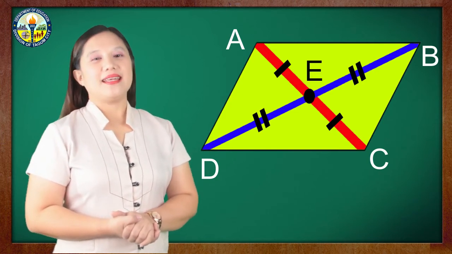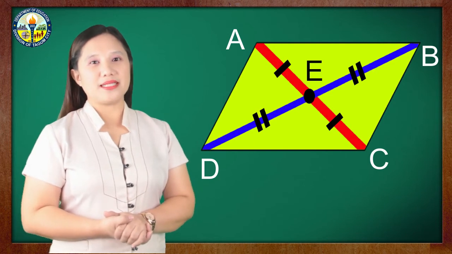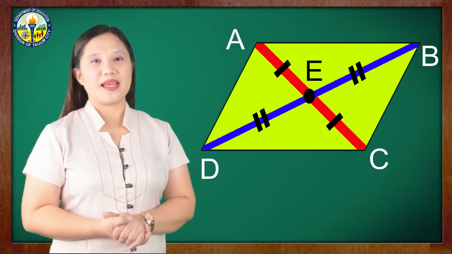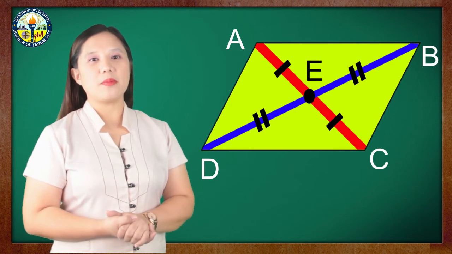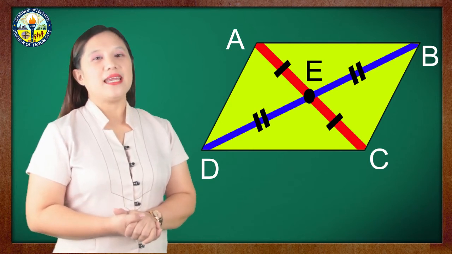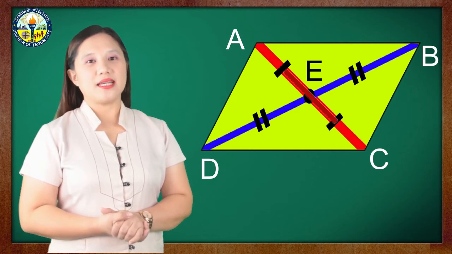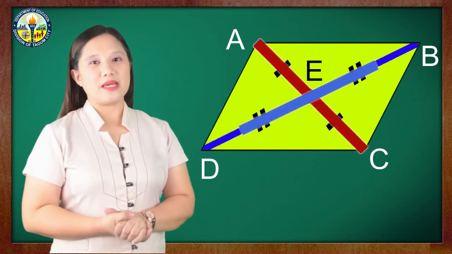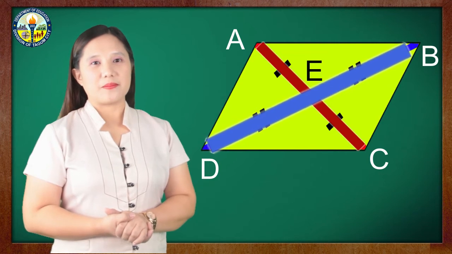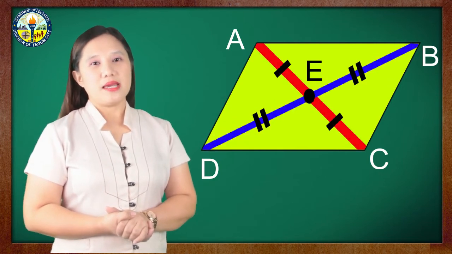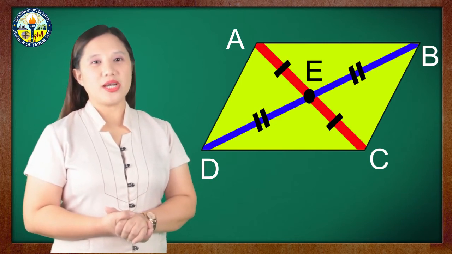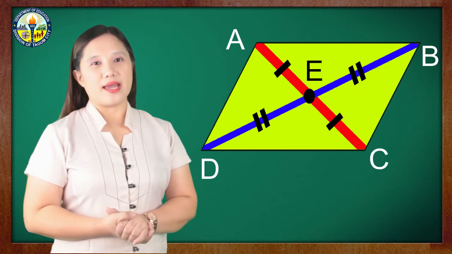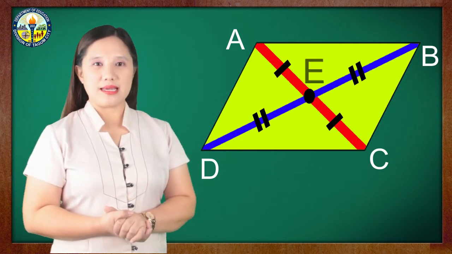You are right. The diagonals of a parallelogram bisect each other. Take note that a diagonal is a line segment joining two non-consecutive vertices of a polygon. In this illustration, line segment AC and line segment BD are diagonals. And bisects means to divide into two equal parts. In this illustration, diagonal AC bisects diagonal BD at point E.